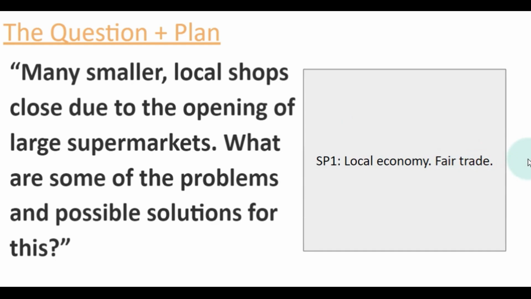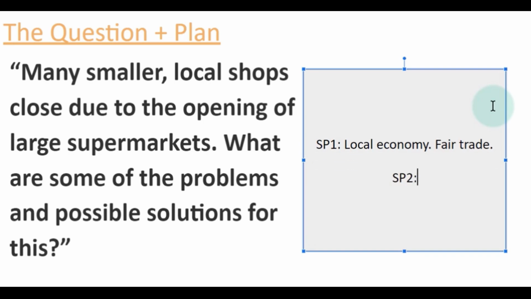So paying employees at their work, paying them properly, not buying cheap products from abroad, often made in difficult situations or poorly paid situations. This is probably a bit better in terms of fair trade. So 2 problems per supporting paragraph. Let's go on to supporting paragraph 2. What else could I say?